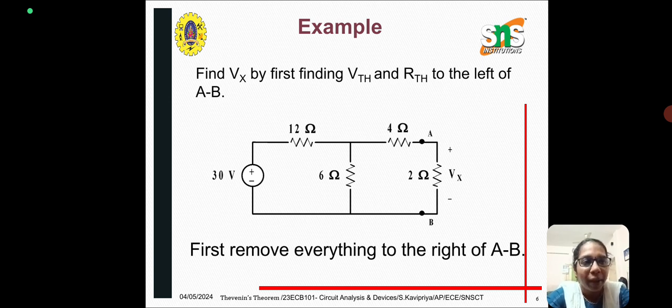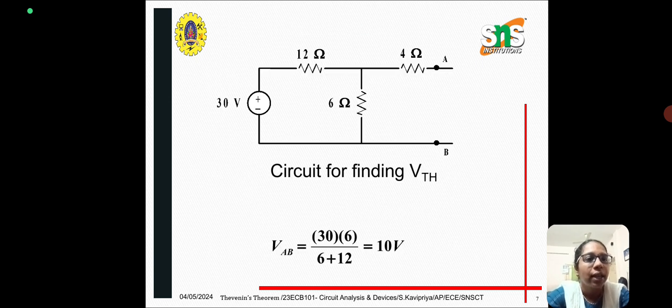Now we are going to apply the steps we have seen above to the given circuit. In this circuit we have a voltage source of 30 volts and resistances of 12 ohms, 6 ohms, 4 ohms and 2 ohms, and the 2 ohm is the load resistor. First we have to remove the load resistor of 2 ohms and find the voltage that is available across the terminals AB.